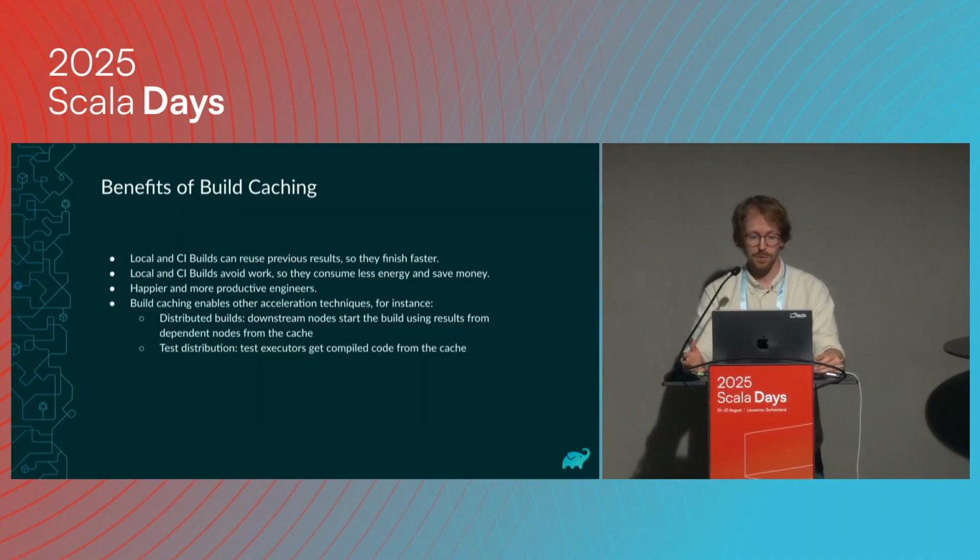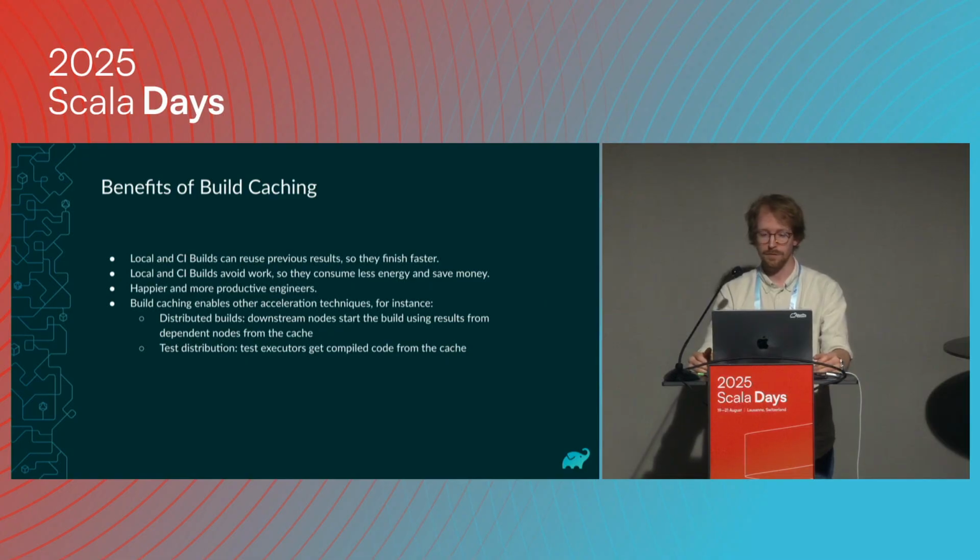So we've seen it's simple, but why would we want to do that eventually? If we have a build cache, then we can have our local and CI builds reuse the previous results. And that's going to be faster, of course. Doing that, we can also avoid some work. So we consume less energy, we save some money. And because things go faster, we have happier and more productive engineers.